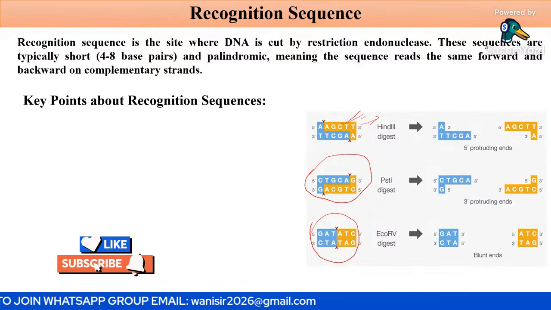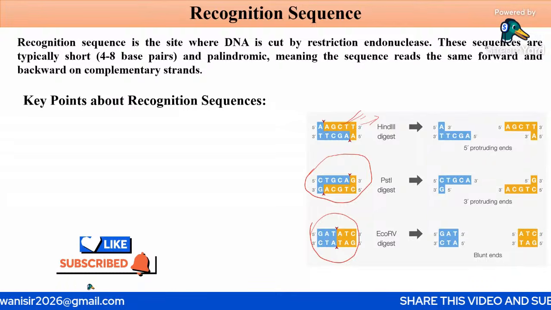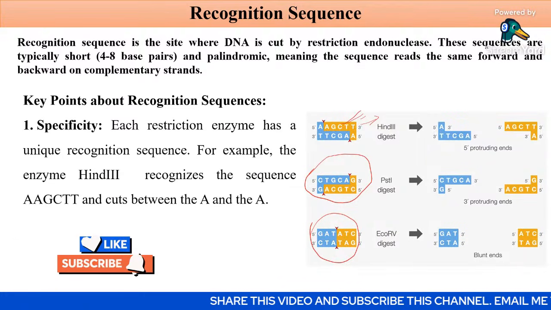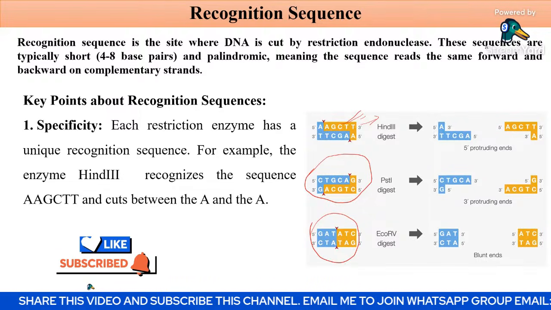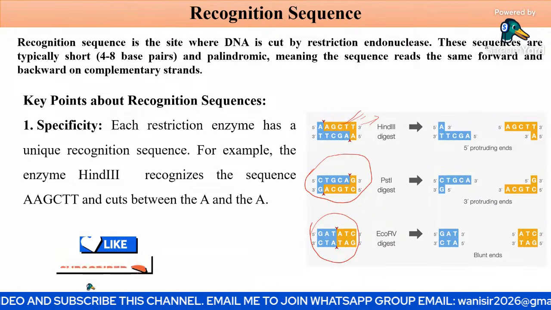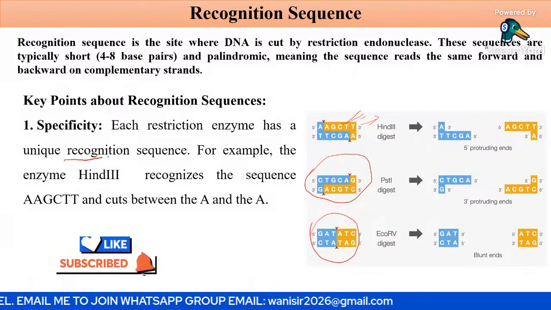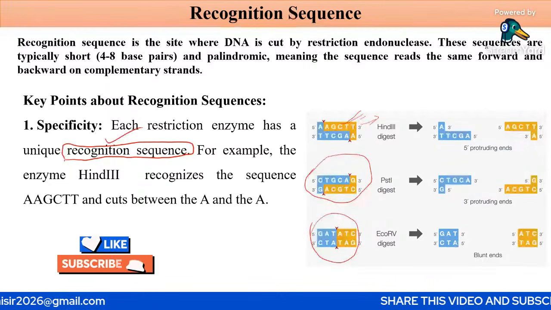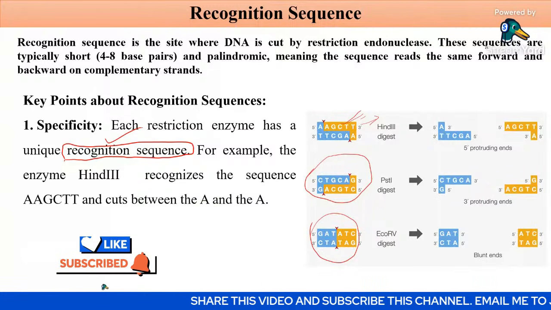And now, what are the key pointers about the recognition sequence? First key point is the specificity. Each restriction enzyme has a unique recognition sequence. That means each restriction enzyme cuts at its unique recognition sequence. So this is a very important point which you have to remember. This is mostly asked in the NEET exams and other exams. So this is a very important point, that each restriction enzyme has its unique recognition sequence.